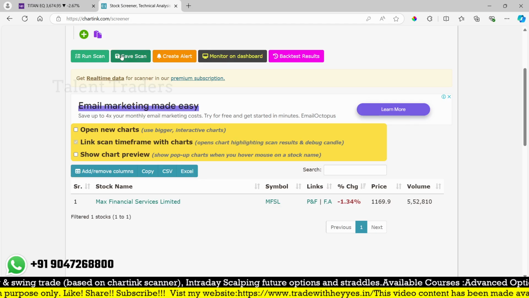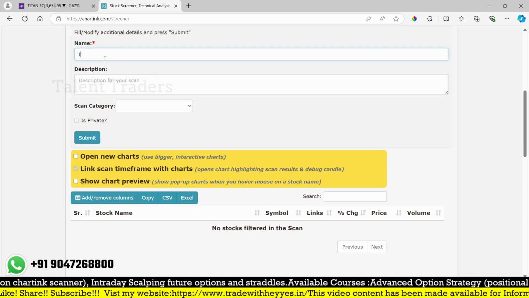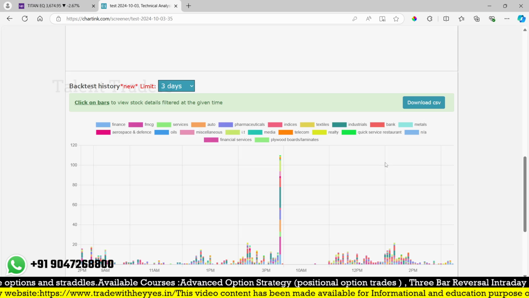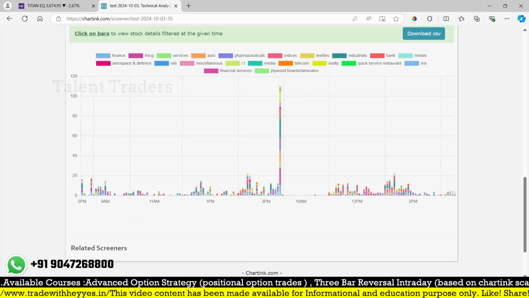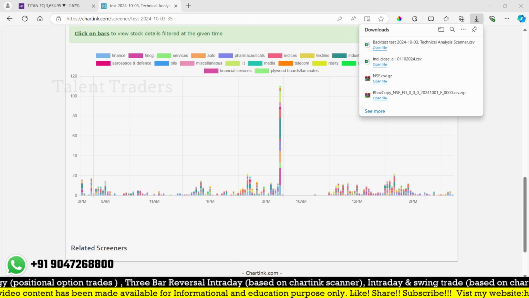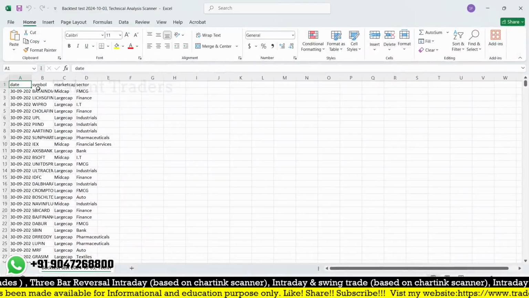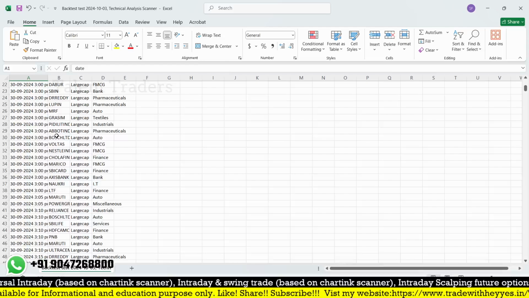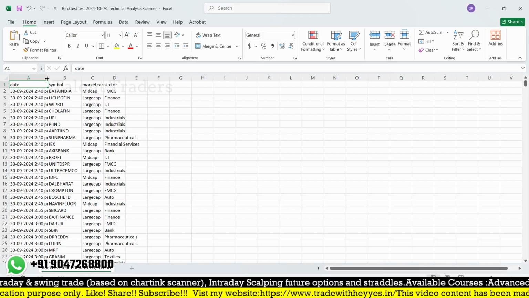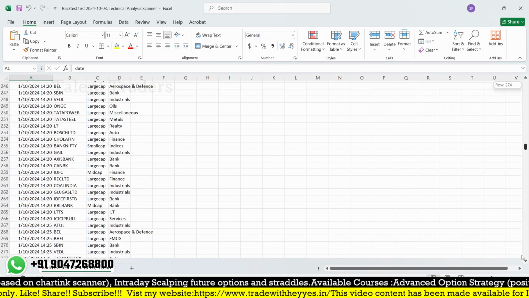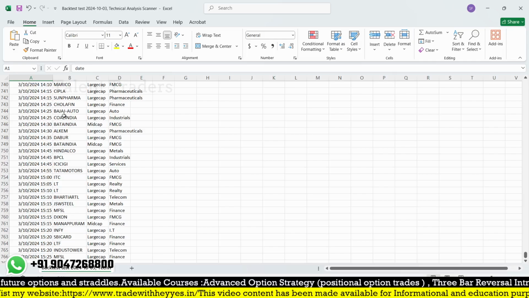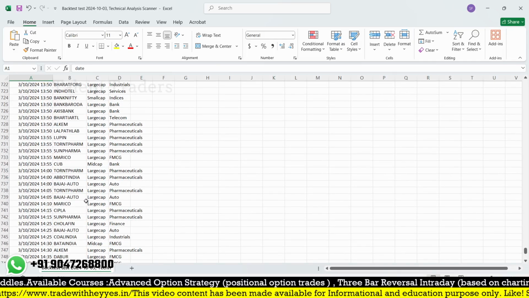Let me save this scan. It's purely for intraday, and we can change the time frame to 15 minutes also. I want to check whether Titan came up in this list, so let me open the data. At any point of time today, Titan came, 39,024. This is a backtest result. And today, if there is any Titan, so many stocks are showing here.